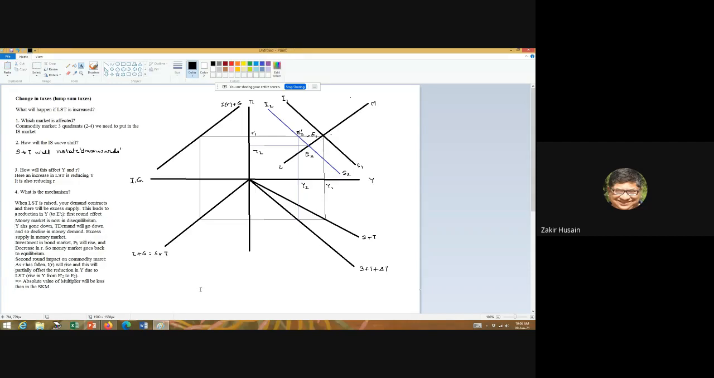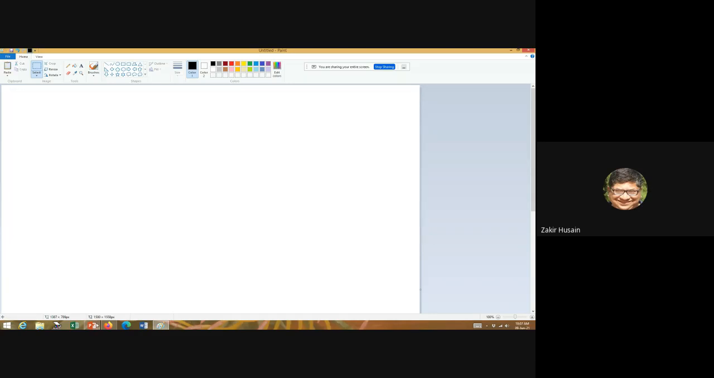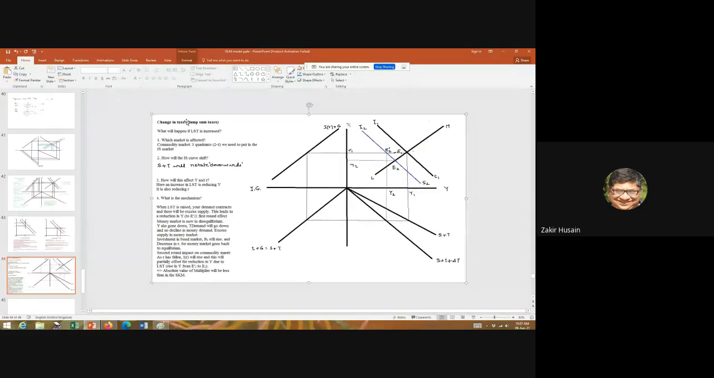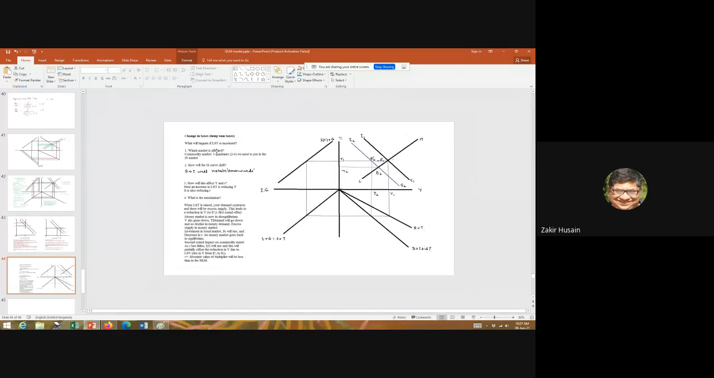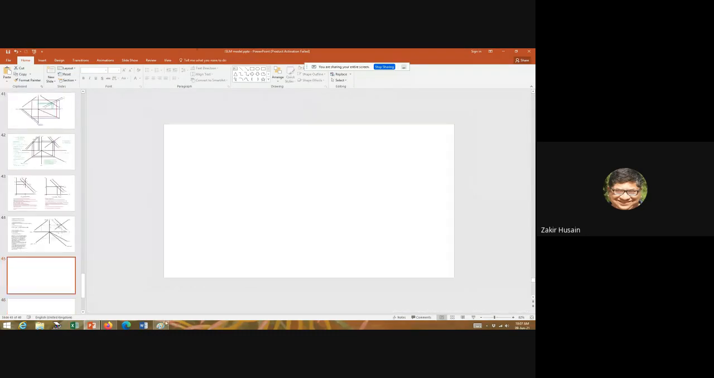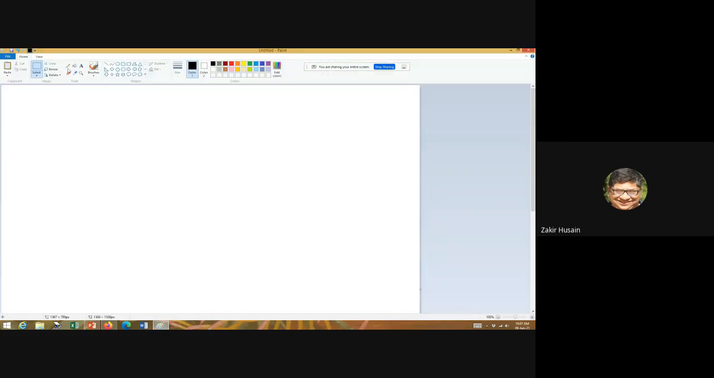Okay, is it clear? So now we have to find out what is the multiplier, which is question 5, and questions 6 and 7 are what will happen in the classical case and in the Keynesian case. Okay, so if there are no questions, I'll go to the next part. Okay, so let's go for the maths.